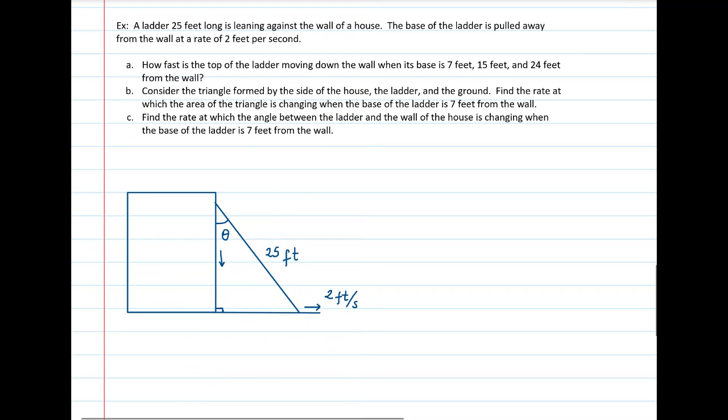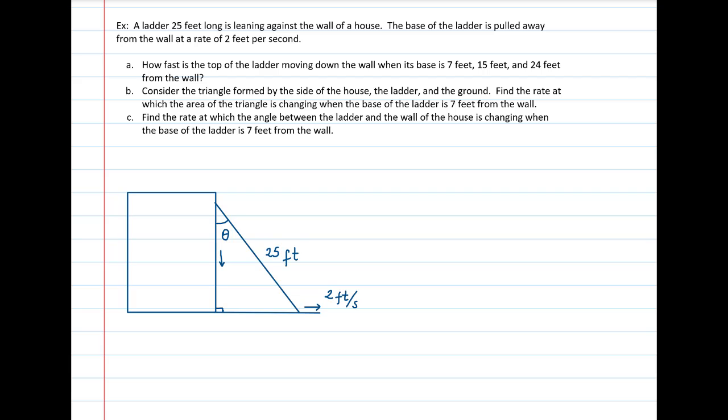Okay, here's one more example where we have a ladder 25 feet long. It's leaning against the wall of a house. The base of the ladder is pulled away from the wall at a rate of 2 feet per second. I already have a picture here for what's going on, and notice how the ladder forms a right triangle with the ground and the house, where the length of the ladder is the hypotenuse. Now if we pretend the ladder is being pulled away from the house at the rate of 2 feet per second, that's where that arrow indicates there.